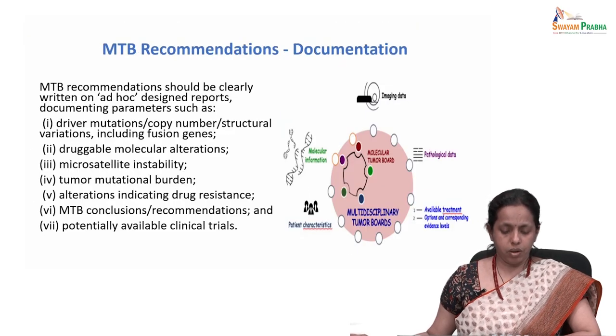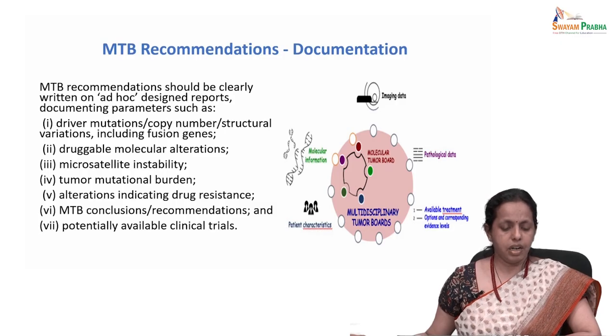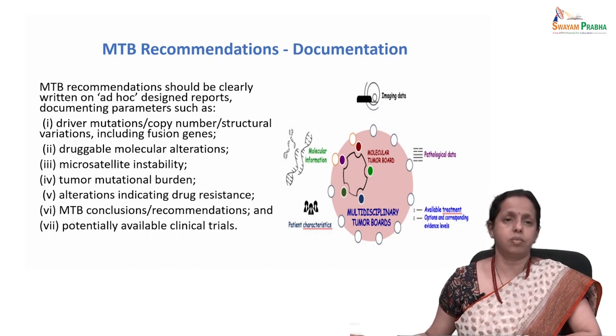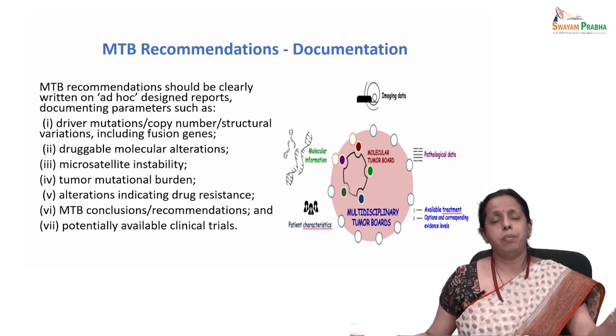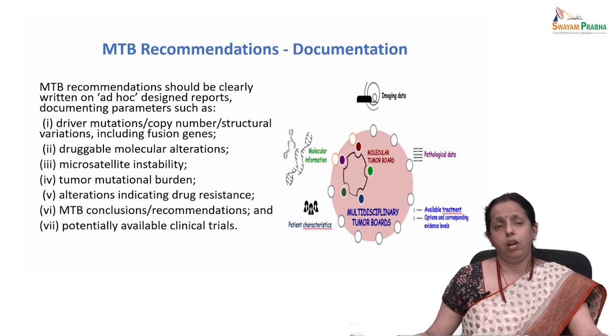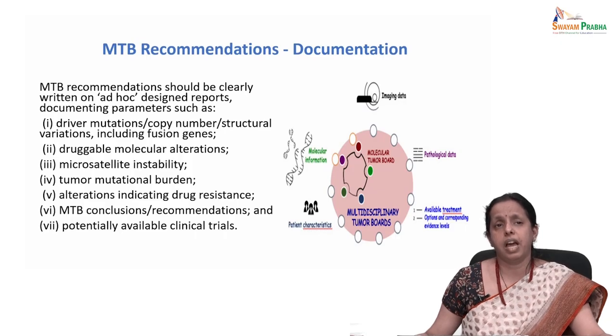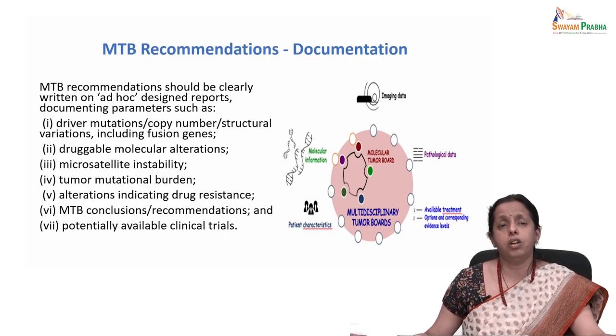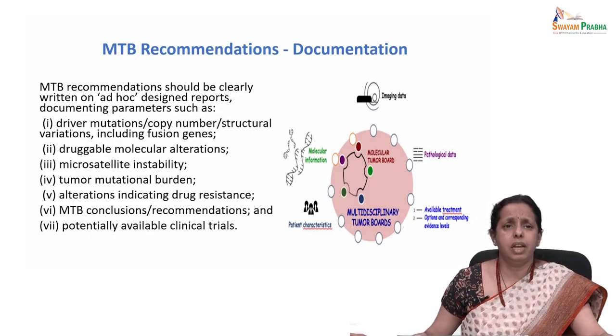One more very, very important part of the MTB recommendations is your documentation. MTB recommendations should be clearly written on ad hoc designed reports documenting parameters apart from the patient information such as the age, sex, smoking status and all that, which is regular by virtue of your electronic medical records, which will carry all that. This document should have your driver mutations, copy numbers, structural variations including fusion genes.